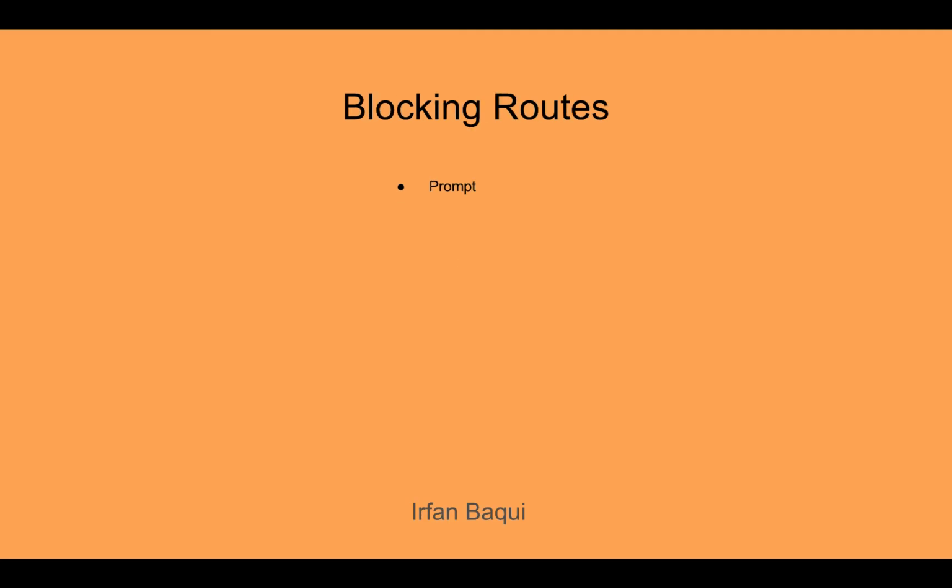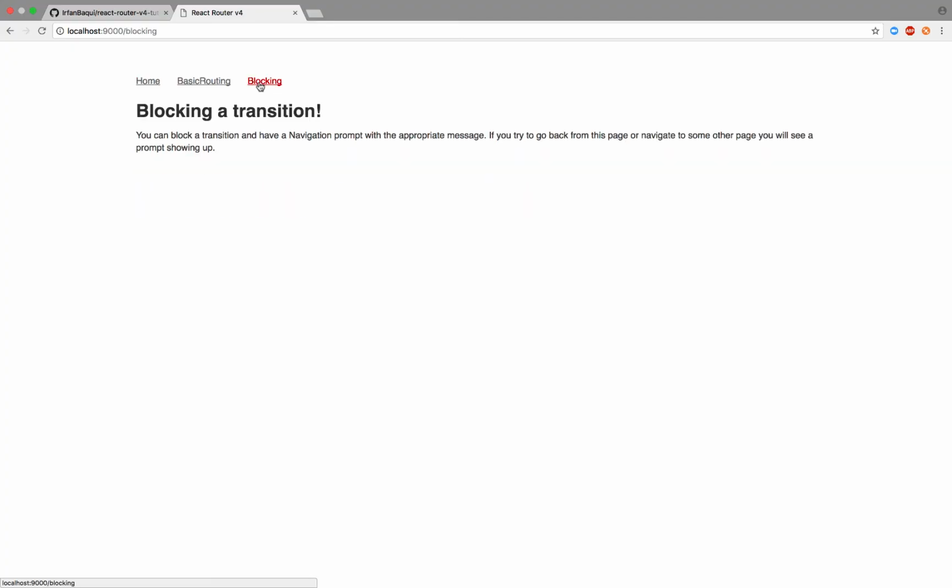Let's move on to blocking routes. Blocking routes is actually very simple. It only has one React Router component named Prompt. Let's look at the UI. Go to the blocking link.